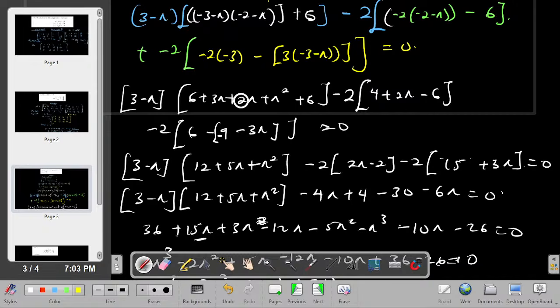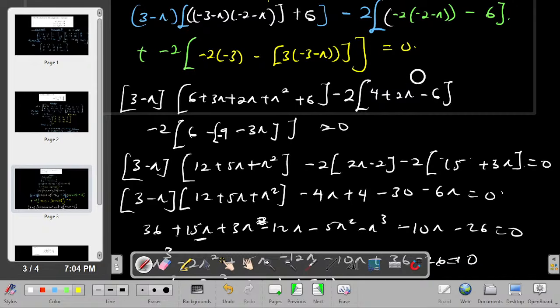Then we had the plus 2 lambda. We got the plus lambda squared here, right? Nicely. Add our plus 6 here. Everything inside is going to multiply this, right? Minus 2 came here. We had this times this, we have 4. This, we had positive 2 lambda.